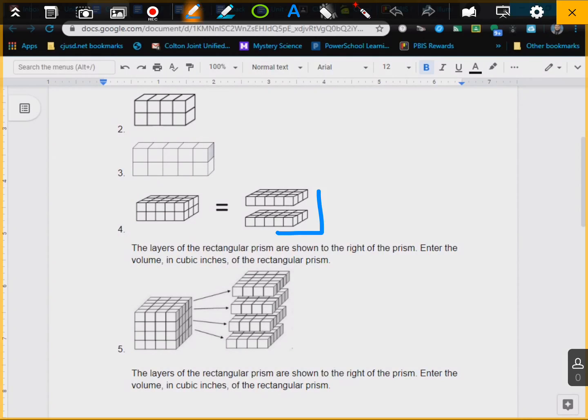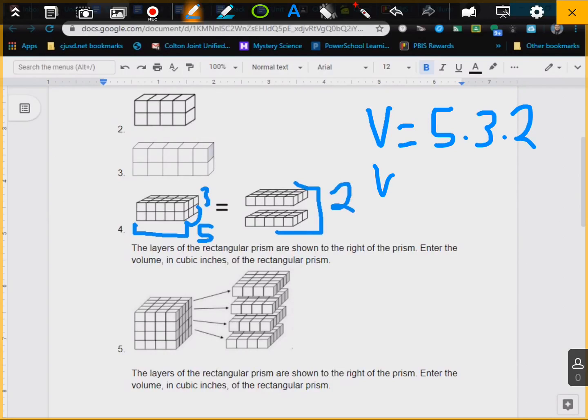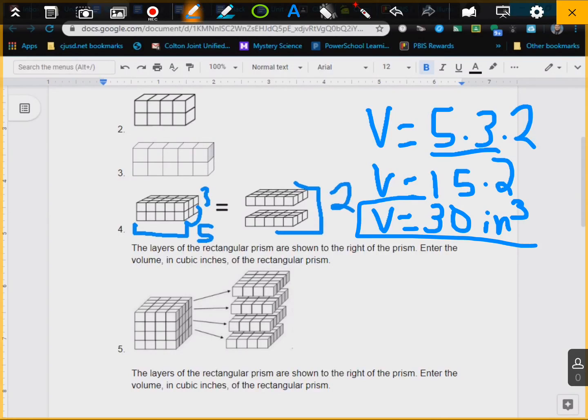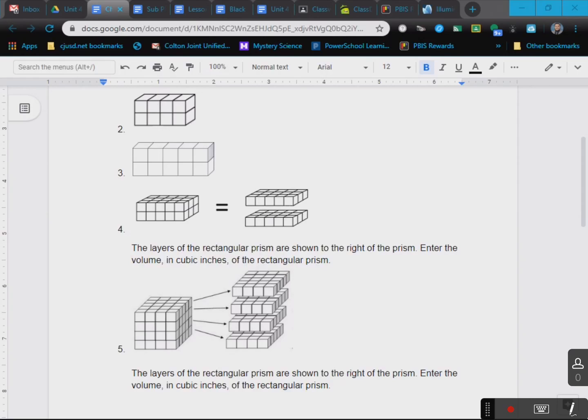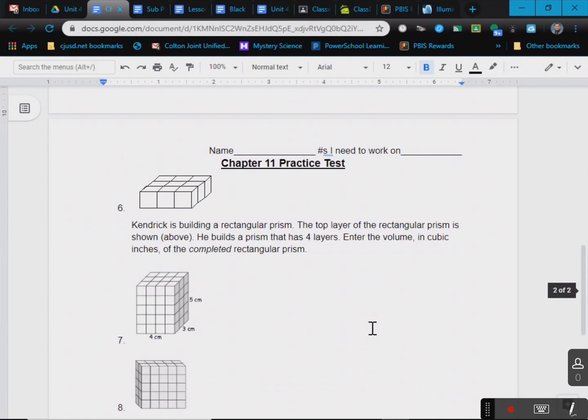So number 4, we have a height of 2 because there's 2 layers. And we have a length of 5. And we have a width of 3. So our volume is 5 times 3 times 2. And I know 5 times 3 is 15. And 15 times 2 is 30. And it's going to be 30 inches cubed. Okay. Alright, so that's number 4. Sorry, I flip-flopped those two.